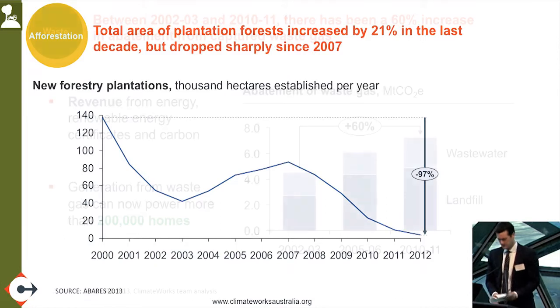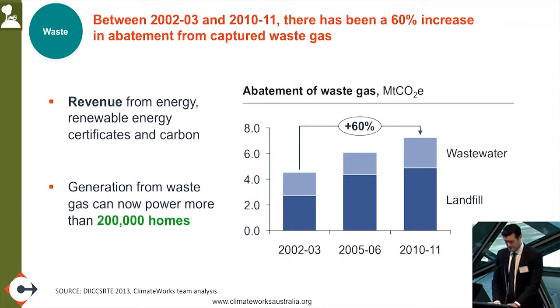Now in waste, you can see that over the analysis period of this report, there was a 60% increase in abatement from captured waste gas. These abatement activities have become attractive investments as waste managers can earn revenue from the gas collected to be used as power generation. And most gas produced by wastewater and landfills is methane, which is a major component of natural gas and can be substituted quite easily.